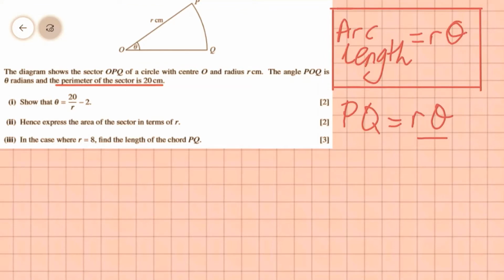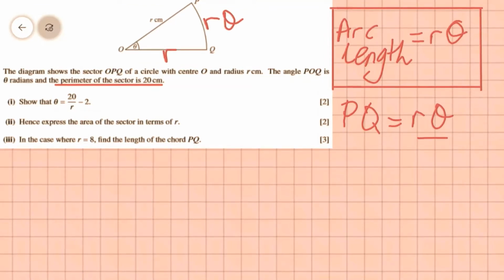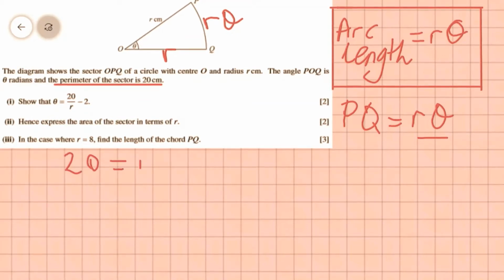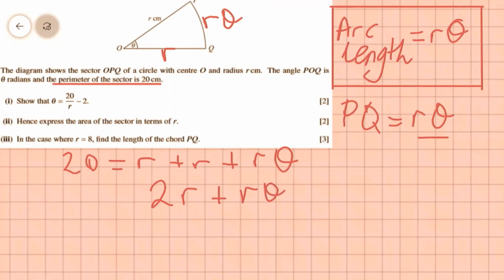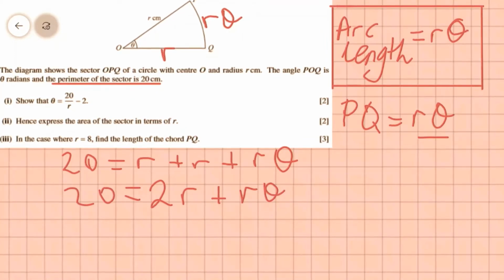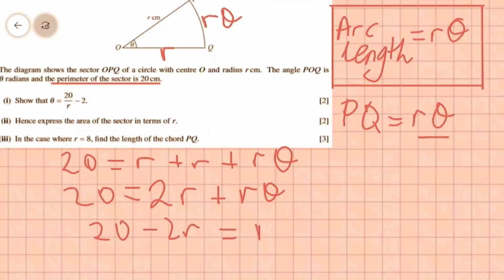If this is r theta, this is also radius. Now, we must equate that perimeter to 20. So we go 20 is equal to our perimeter, we add the distance right around that shape, which gives 2r plus r theta is equal to 20. Now, we need to make theta the subject. So this is going to be 20 minus 2r is equal to r theta.